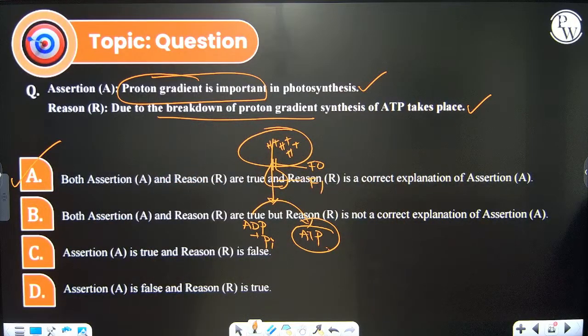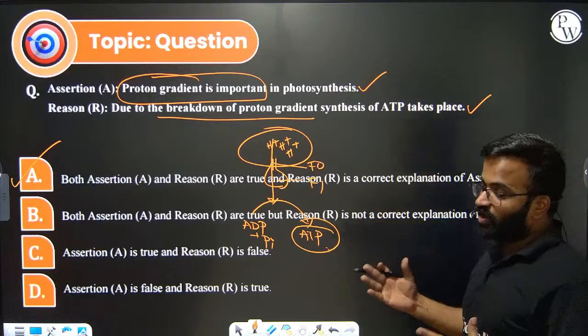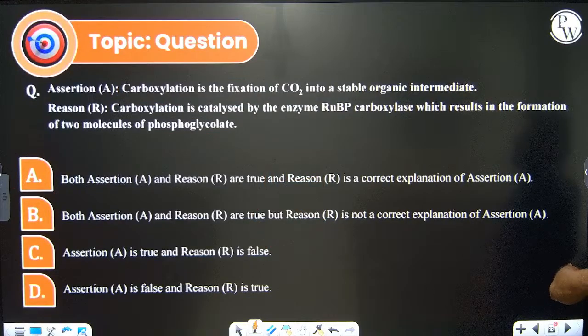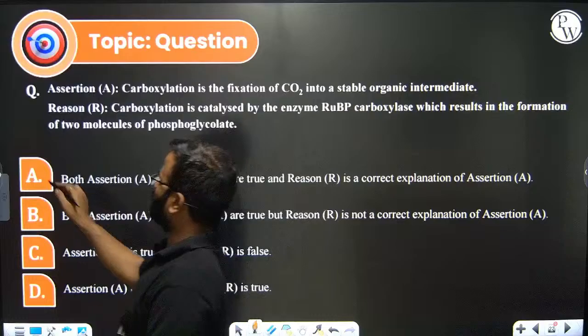Guys, go through. Am I clear? Is there anything wrong? Are you guys following? See how many topics you are able to revise. Next. 22nd question.